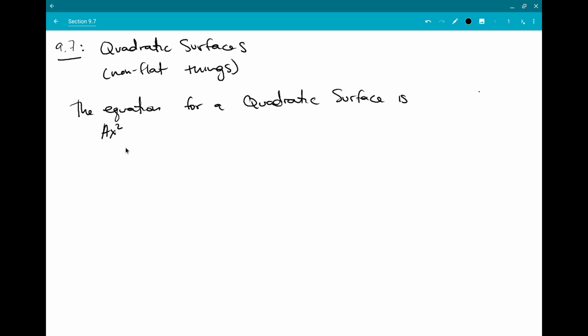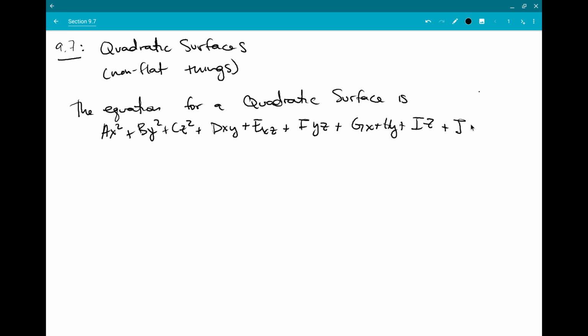which I don't think it's very necessary that you copy it down, but it's ax squared plus by squared plus cz squared. And then it can have all these cross terms, dxy plus exz plus fyz plus gx plus hy plus iz plus something that doesn't have any variables attached to it equal to 0.